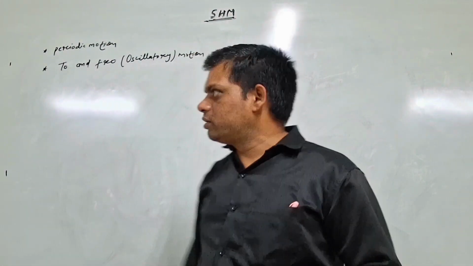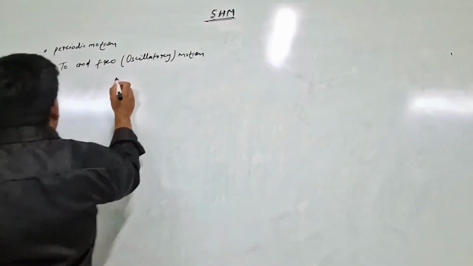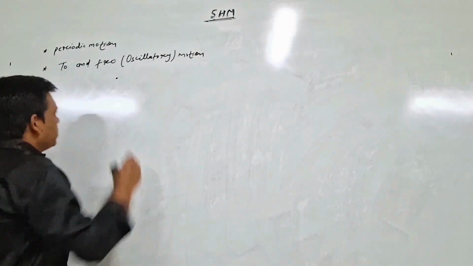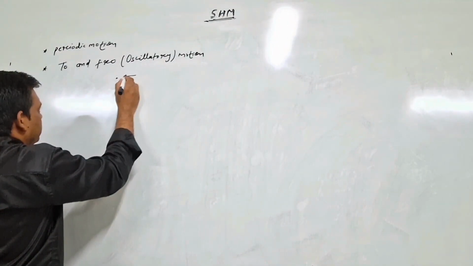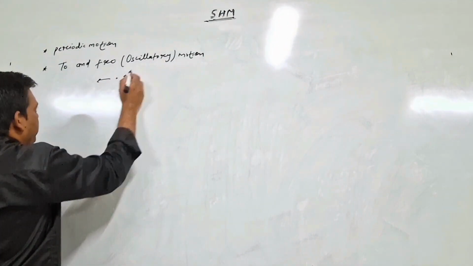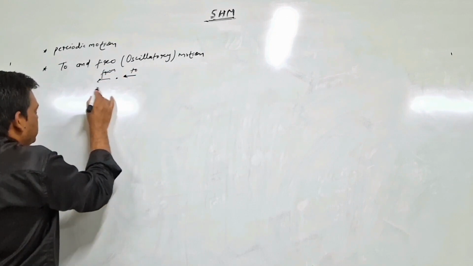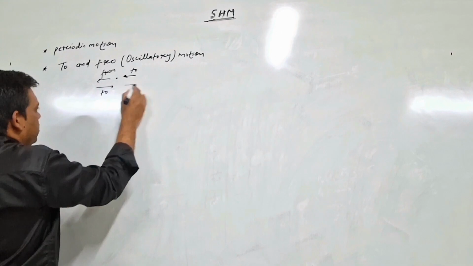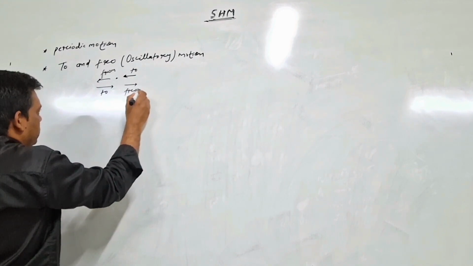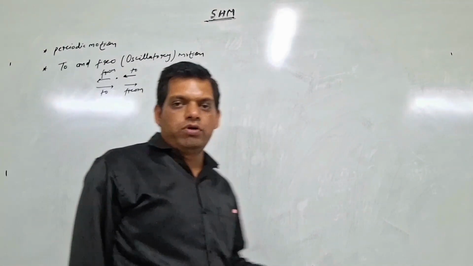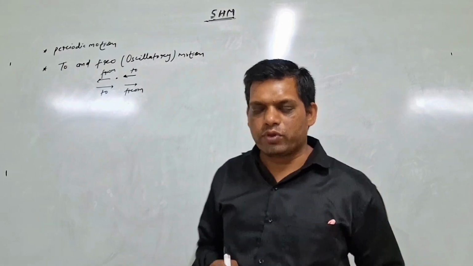To and fro motion means once the motion is towards the mean position, again from the mean position, towards the mean position, from the mean position, again towards the mean position, and from the mean position. Then such type of motion is called to and fro motion.